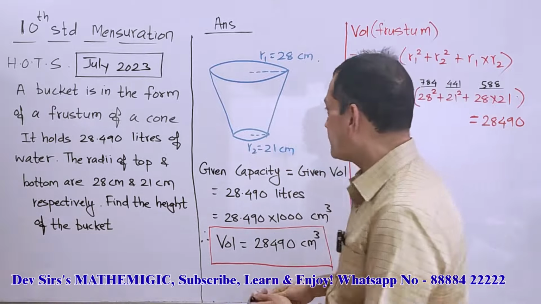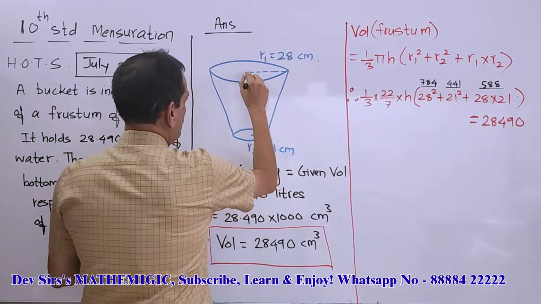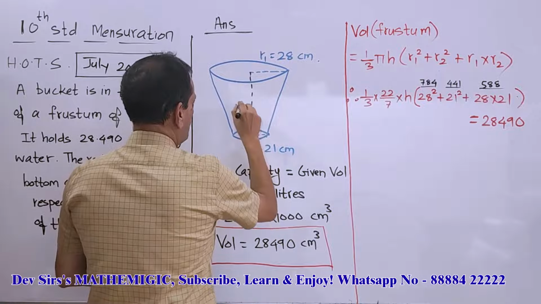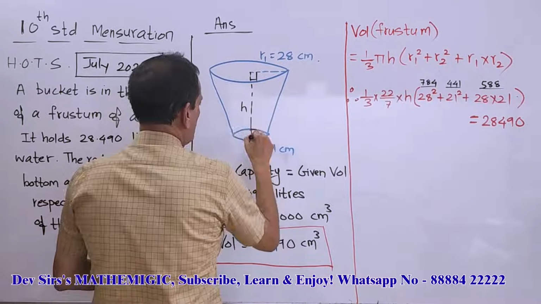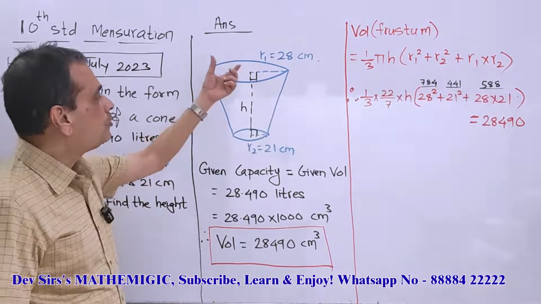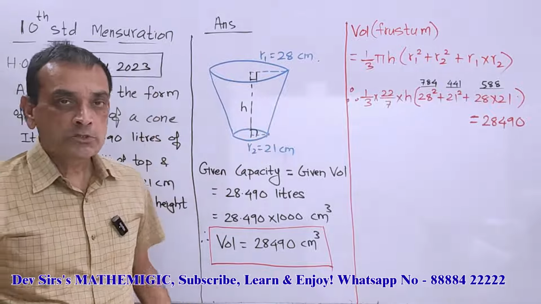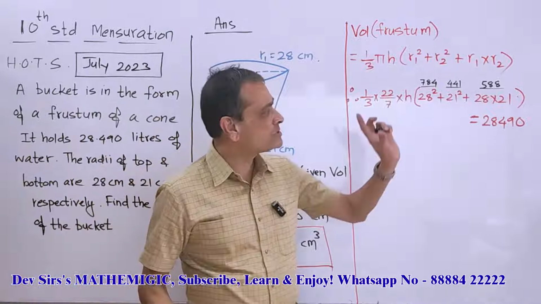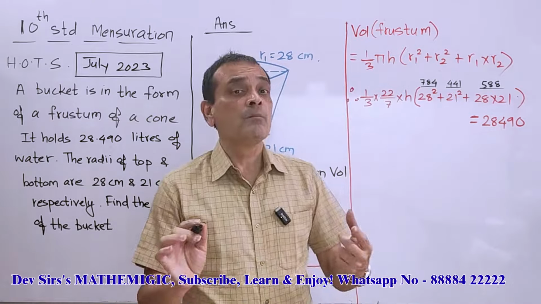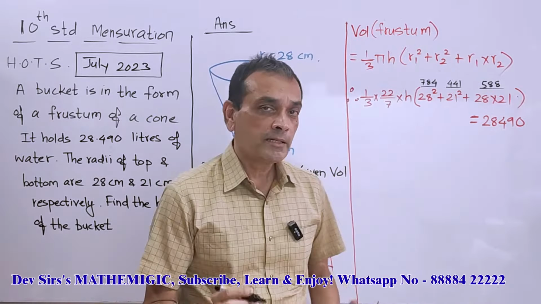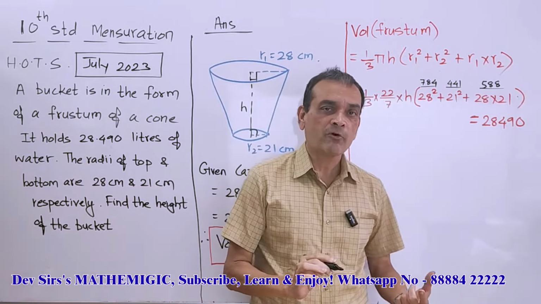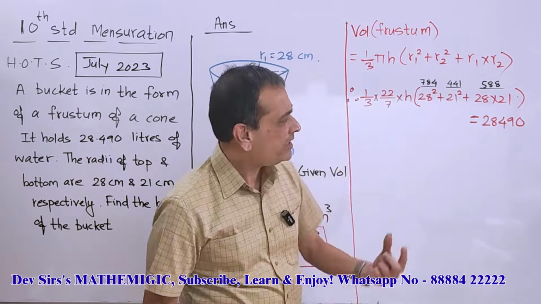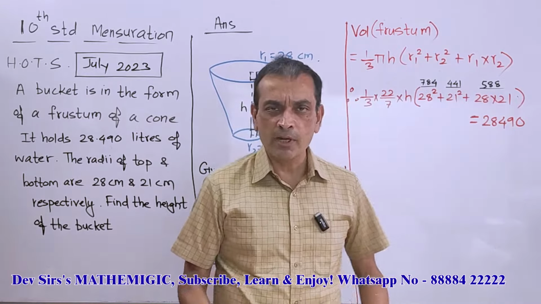So height of the bucket we can call as H. Height of the bucket is asked, two radii are given. So this problem is very simple. Just use the formula, substitute the values, but calculations are important. That day we saw how to calculate LCM for bigger numbers. In the same way, we will see how to multiply and divide for bigger numbers.